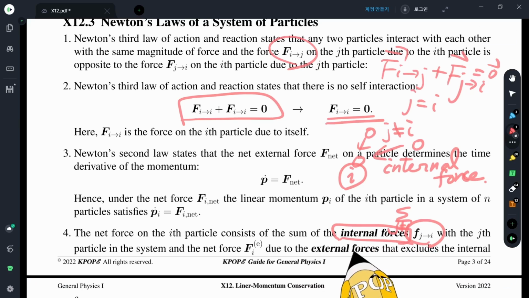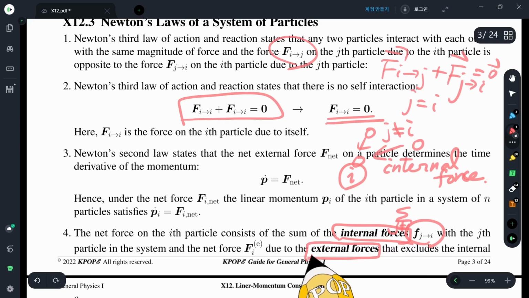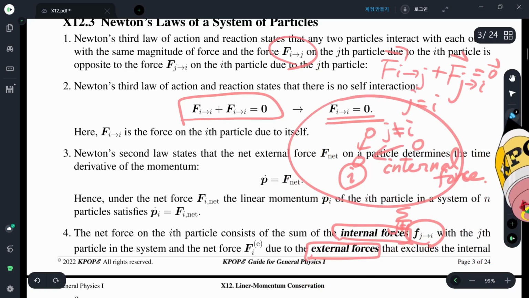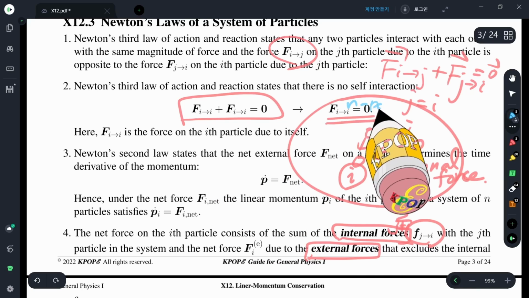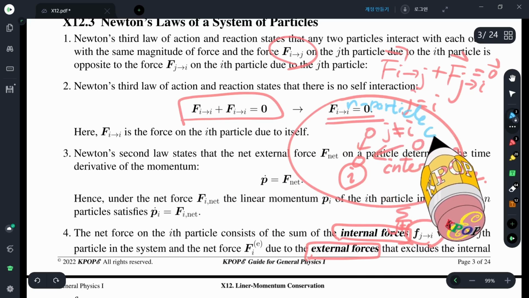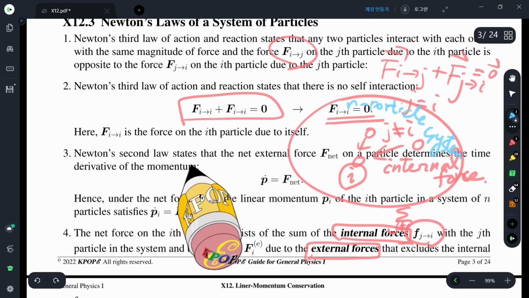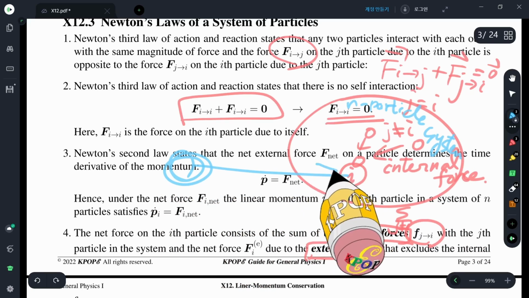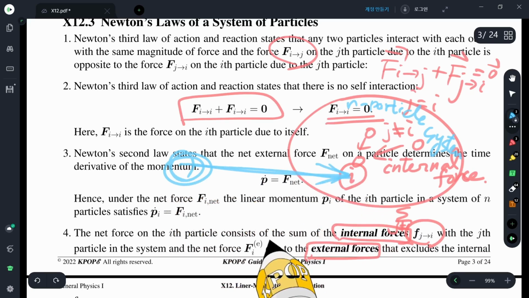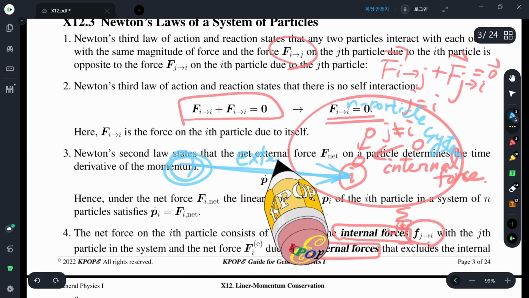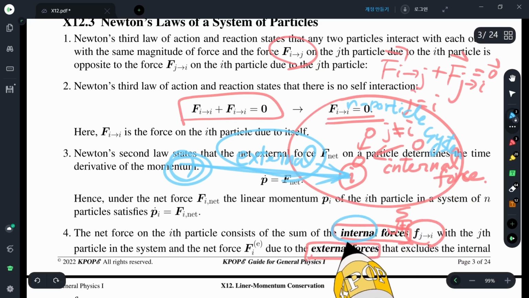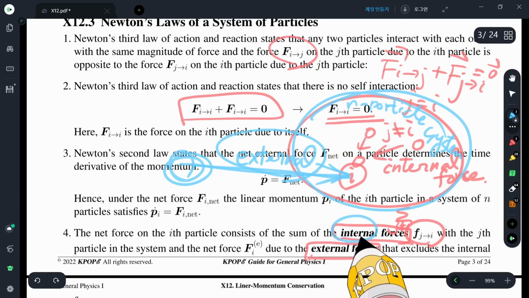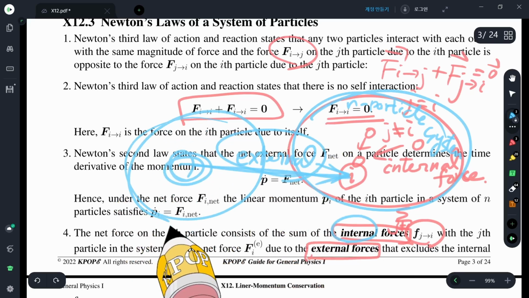As well as the internal force, there is external force. External force is a force whose source is outside of this system. There's an n particle system, and outside of the system, something can apply some force. That is called external force. So internal is within the system, external is from outside of the system.